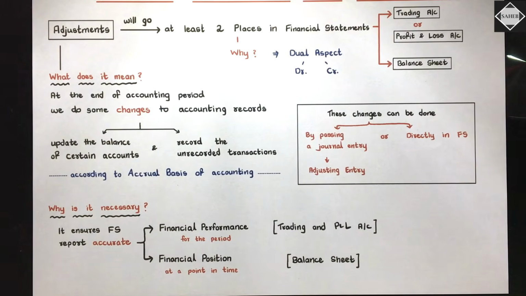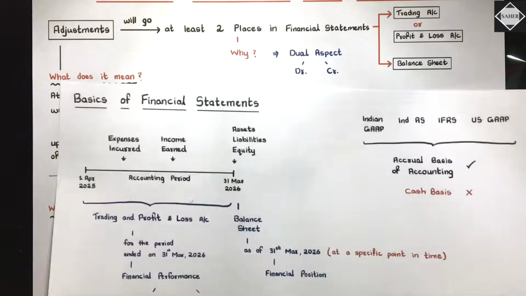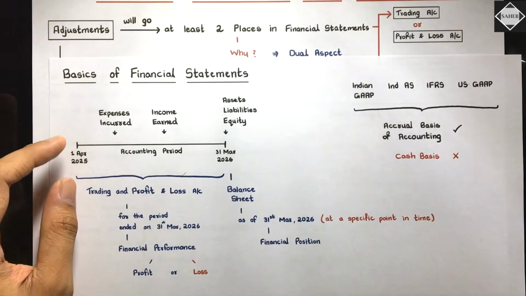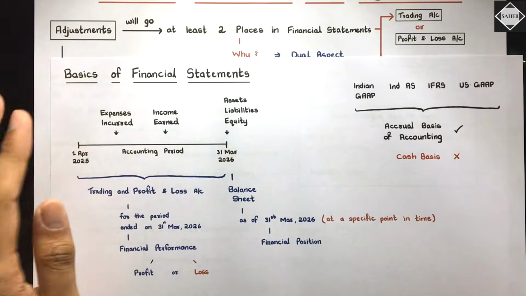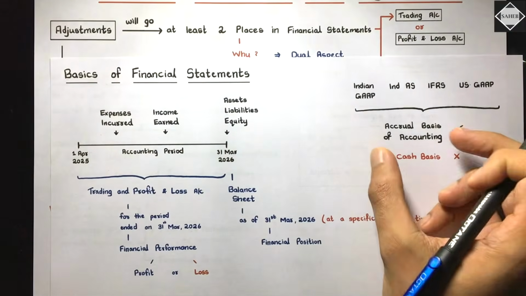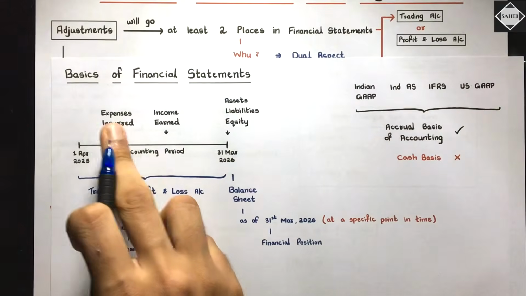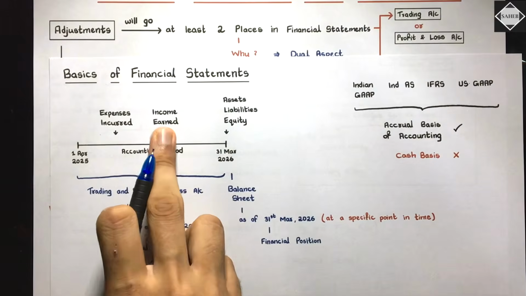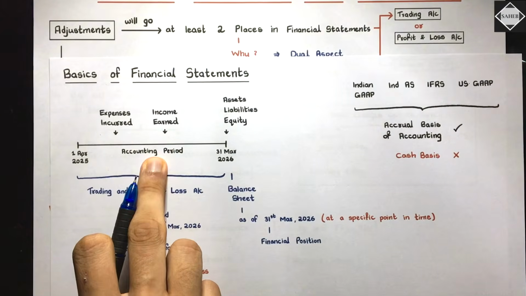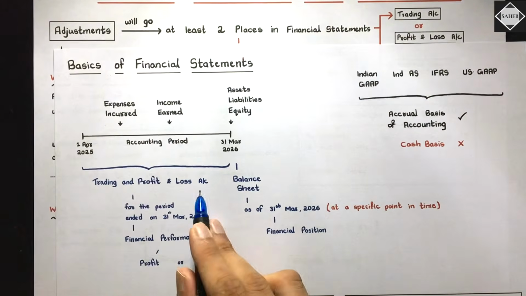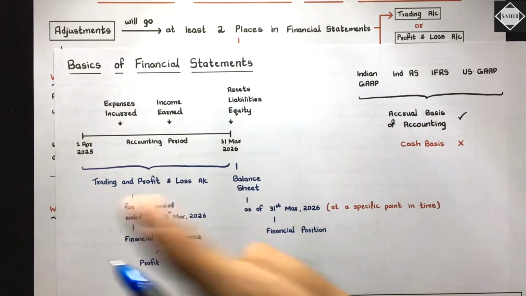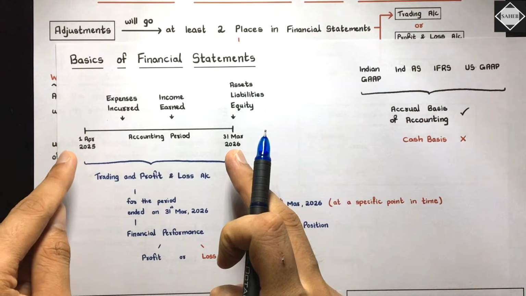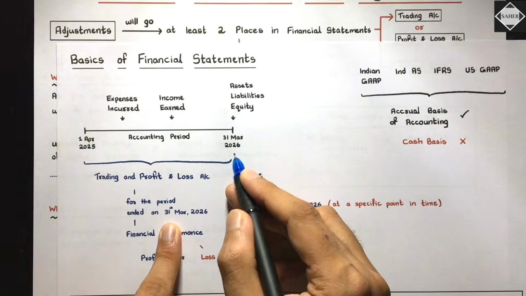Now let me just show you the basics of financial statements. See here, you already know this, right? This is the accounting period, 1st April, the opening day, the closing day, isn't it? So according to the accrual basis of accounting, whatever expenses we have incurred in this period, we record them over here. Whatever income we have earned in this period, we record them over here. And then in the trading and profit and loss account, you get to know the gross profit and net profit. Yes, that is for the entire period, which ended on 31st March 2026.